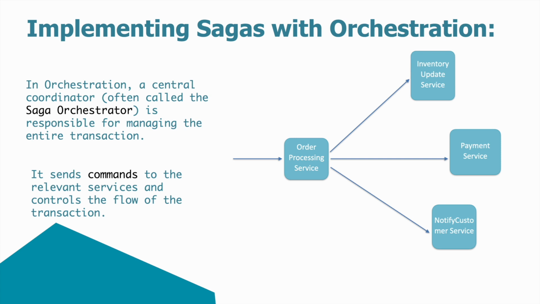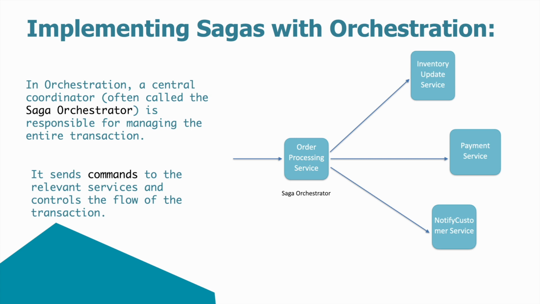So the orchestrator, the central order processing service, when an order is placed, sends commands to the relevant services and controls the flow. So when an order is placed, first the order processing service would send a command to the inventory service. Once the inventory is complete, the order processing service will send a command to the payment service. When the payment service responds that it has completed the payment, then the order processing service will send a command to the notification service, the notify customer service.